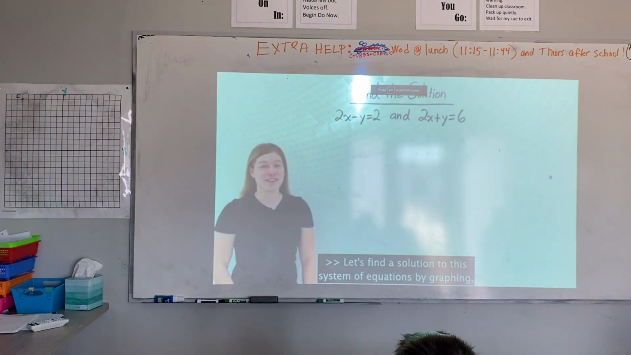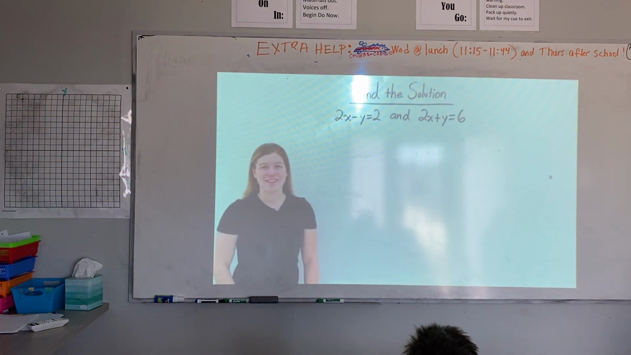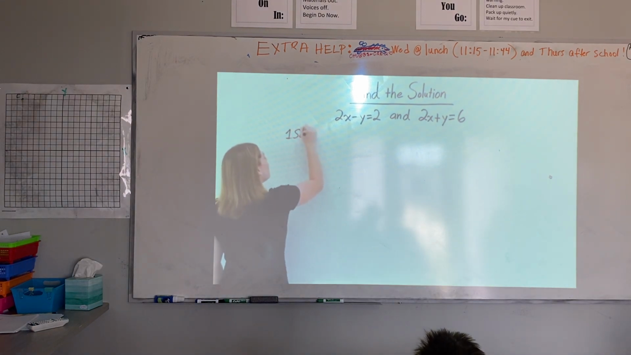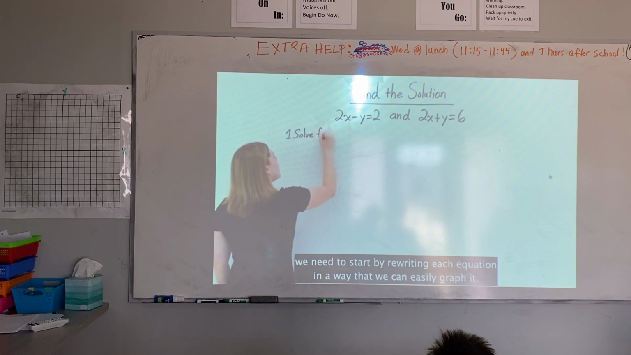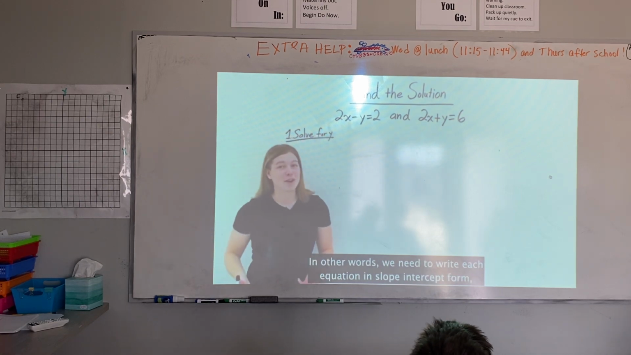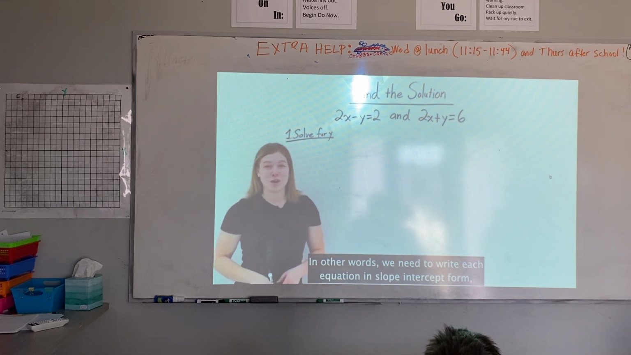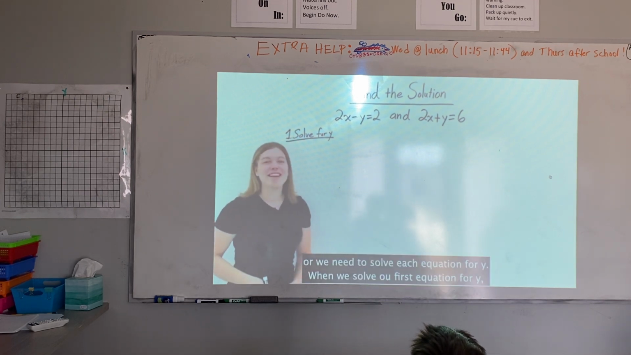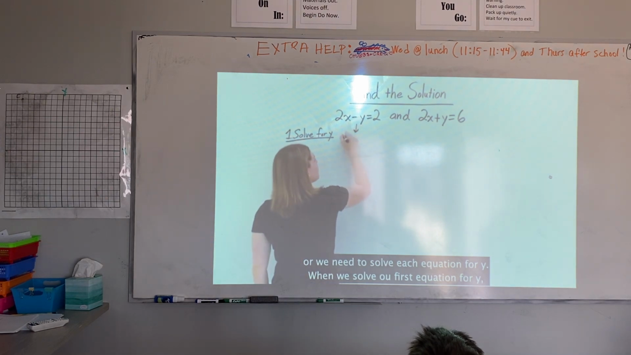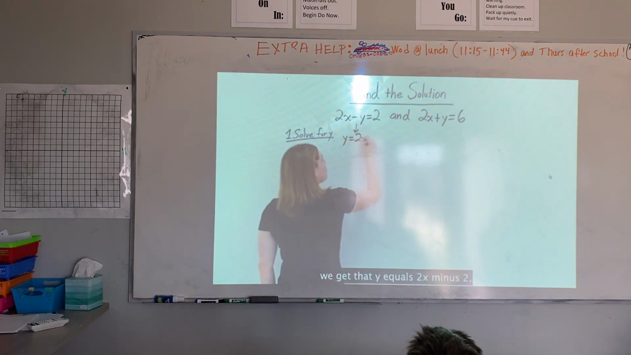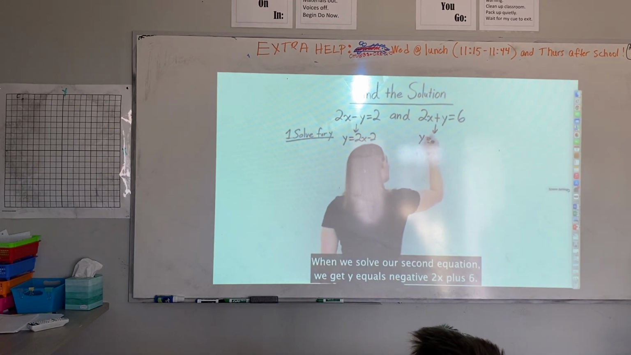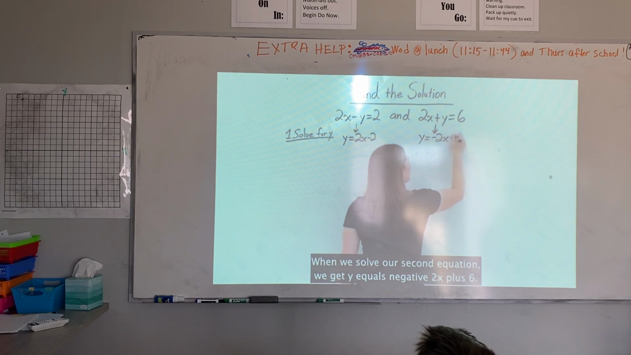Let's find the solution to this system of equations by graphing. In order to use the graphing method to solve this system of equations, we need to start by rewriting each equation in a way that we can easily graph it. In other words, we need to write each equation in slope-intercept form, or we need to solve each equation for y. When we solve our first equation for y, we get that y equals 2x minus 2. When we solve our second equation, we get y equals negative 2x plus 6.